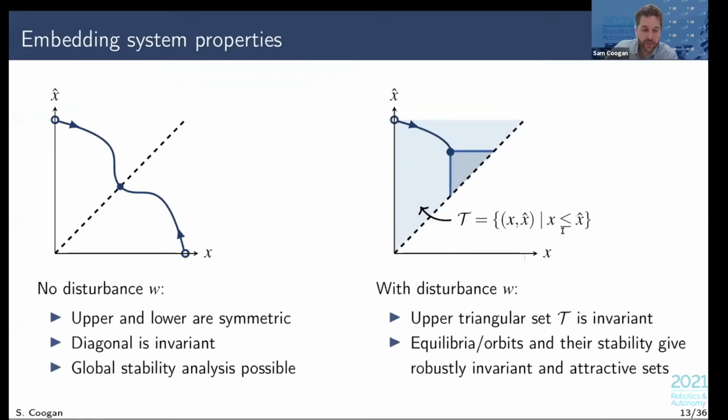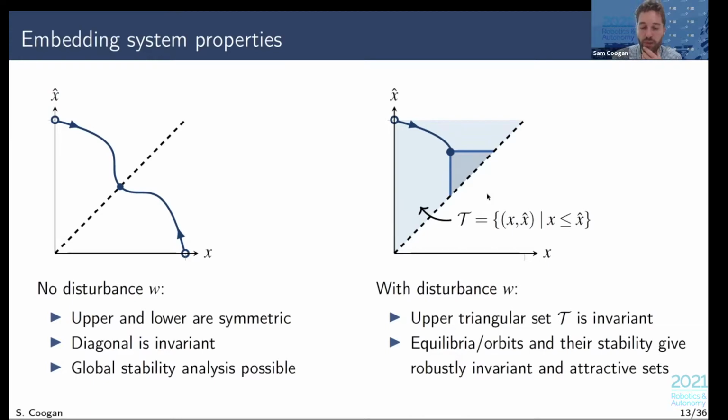So as I've been alluding to, this embedding system has lots of intriguing properties. It has interesting properties both in the case when there is no disturbance input w, and in the case when there is a disturbance input w. So for example, when there's no disturbance w, it turns out that the upper and lower triangles of this embedding system, if I think of the embedding system in this abstract x versus x hat space, have a symmetric relationship in the definition. The diagonal, where x is equal to x hat, is an invariant subspace of the system. It actually is the original dynamics for your original system. And using properties of monotone systems theory, you could, for example, prove global stability for equilibrium points of your original dynamics by looking at this two-n dimensional embedding system.